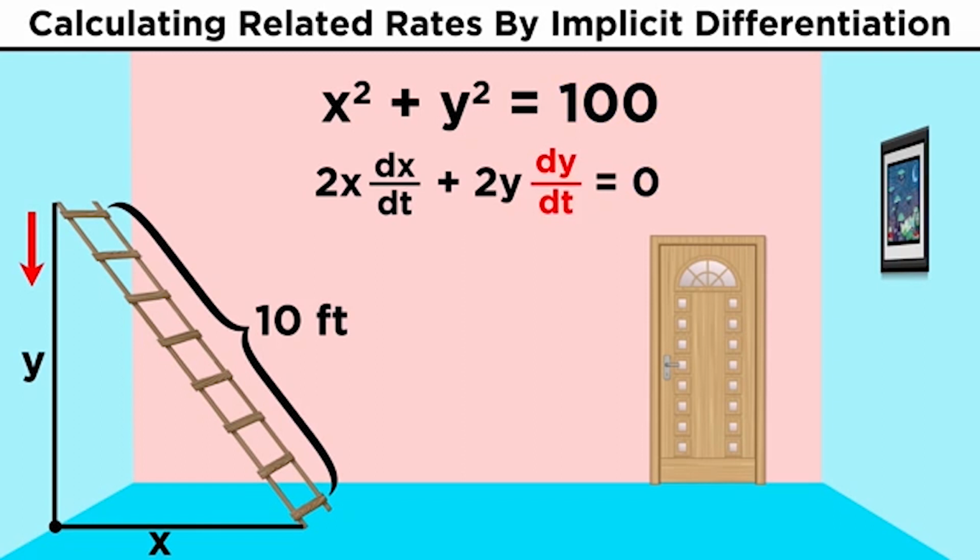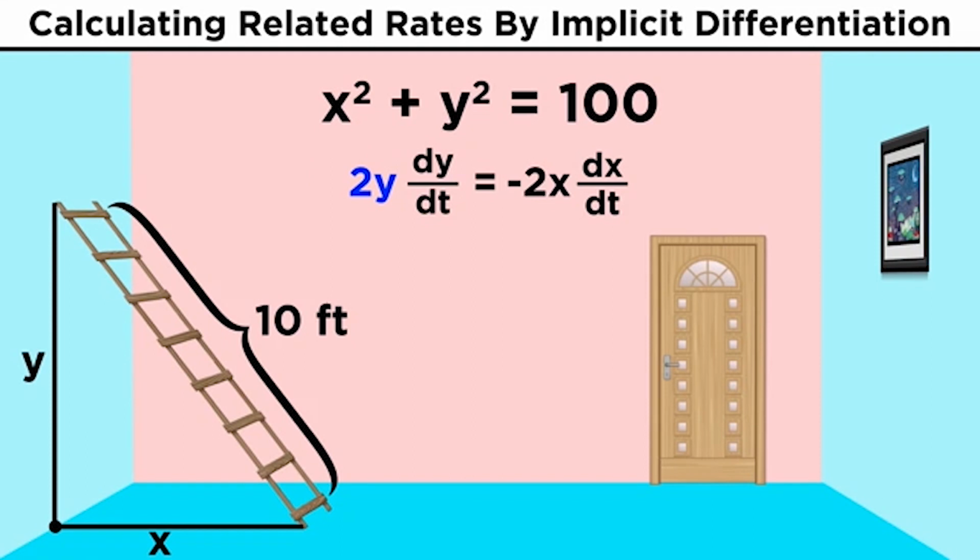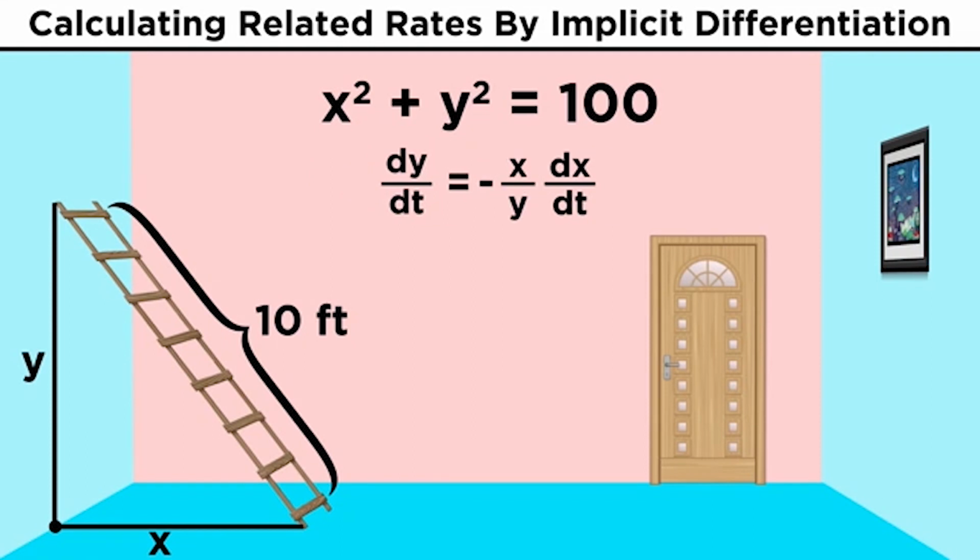Now, we want to know about how fast the ladder is sliding down the wall, which is described by dy over dt. So let's solve for dy over dt. We take the term with all the x's to the other side, and then we divide by 2y, and we get negative x over y times dx over dt. So all we have to do is plug in what we know and solve.